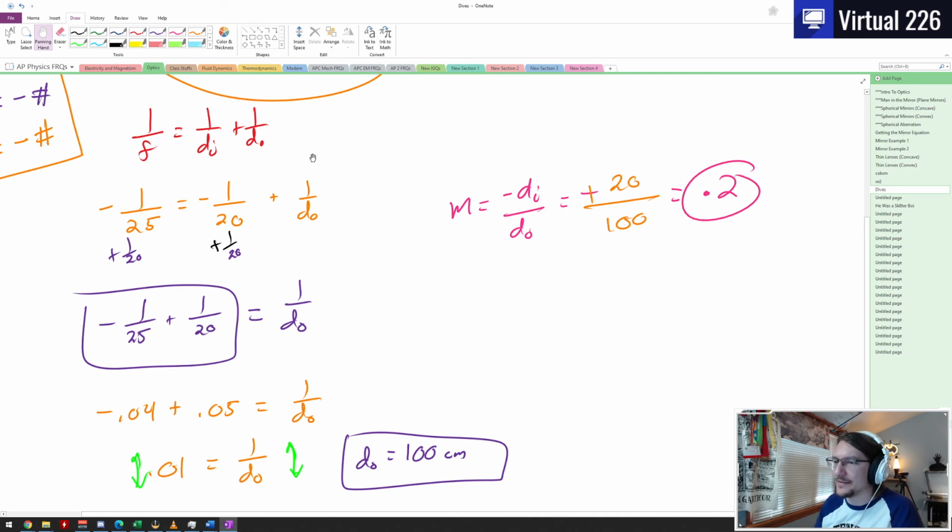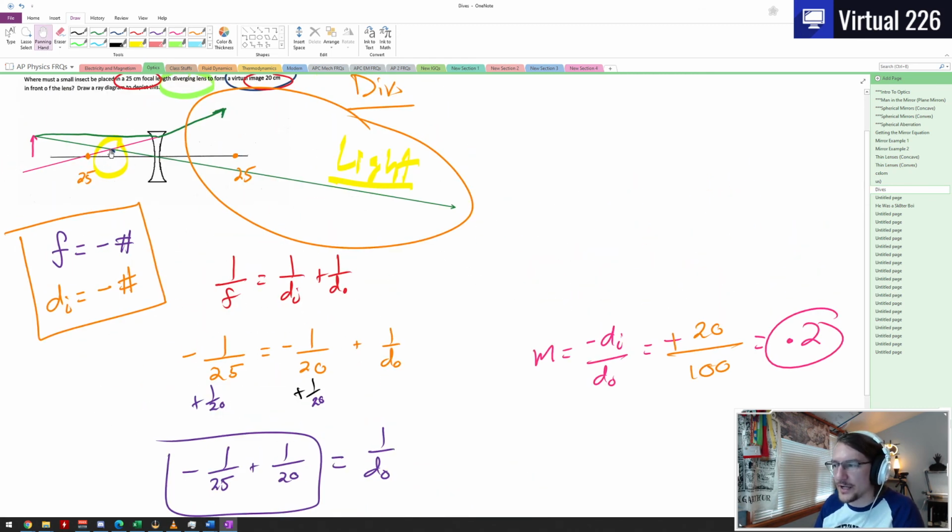And this implies that the positive says it's going to stay upright, and the 0.2 means that this is going to be much, much smaller in this problem. So our object is back here, it's large. Our image is up front, it is small. That is what we see with our magnification.